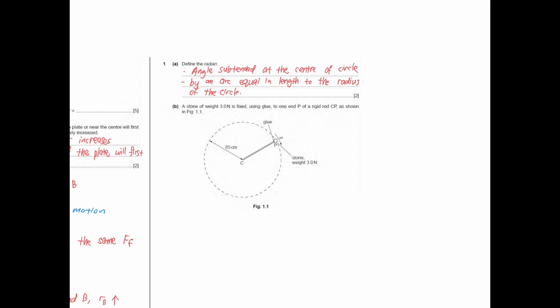Okay, now let's look at B. A stone of weight 3.0 newtons is fixed using glue to one end of a rigid rod CP as shown in figure 1.1. So you can see here the stone and the rod. The radius is 85 cm. Okay, let's look at the next page for the questions.